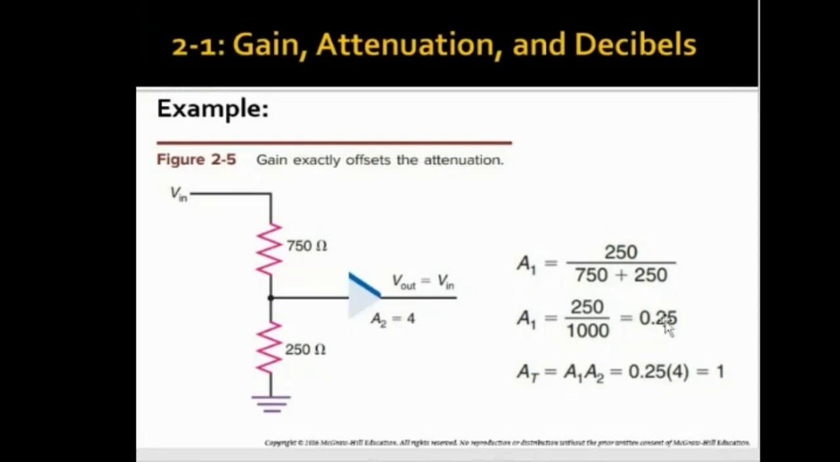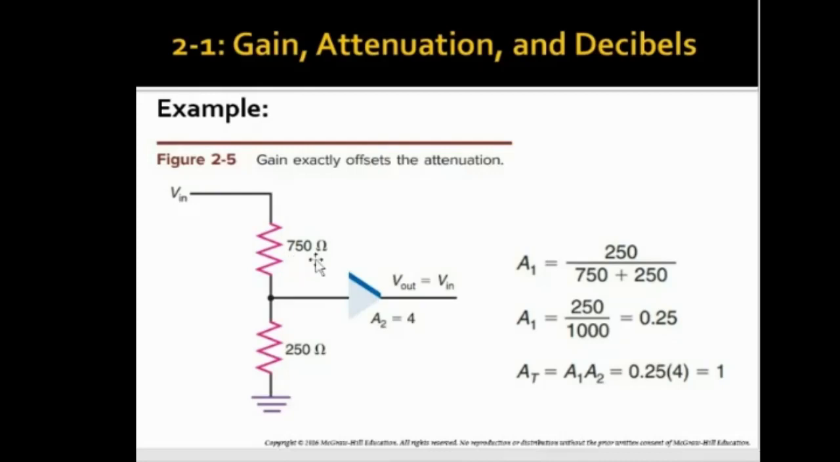I have another example here. We have attenuation and also gain. Both of them are available in the circuit. But this is designed so that the gain exactly offsets the attenuation. So we put the amplifier to fully offset the amount of attenuation in the circuit.